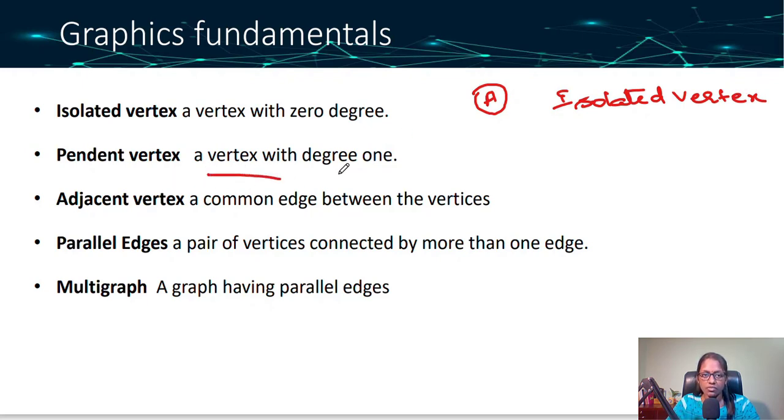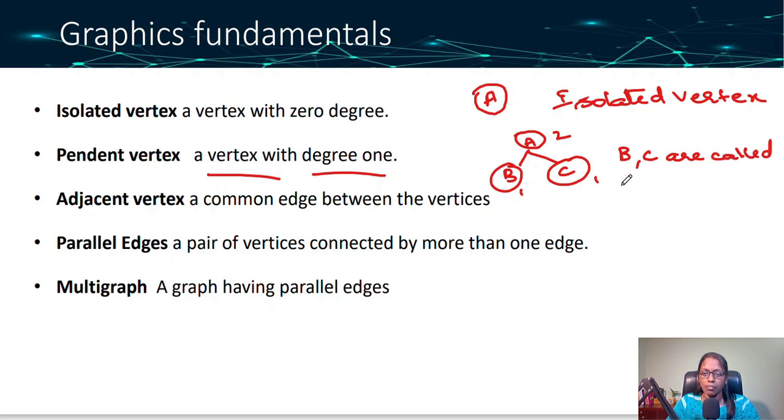The next one is a pendant vertex. A vertex with degree 1 is called a pendant vertex. For example, A is there, and B and C. What is the degree of B? 1. What is the degree of C? 1. What is the degree of A? 2, there are 2 lines, 2 neighboring nodes. So B and C are called pendant vertices.